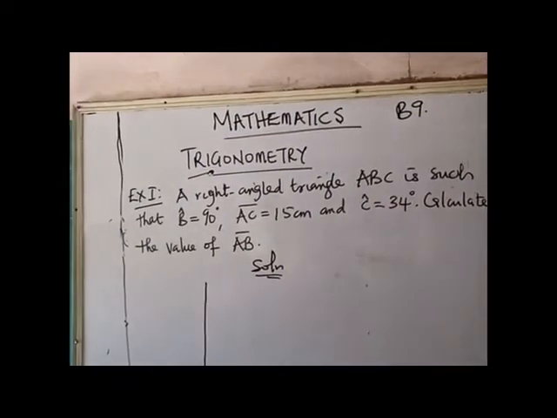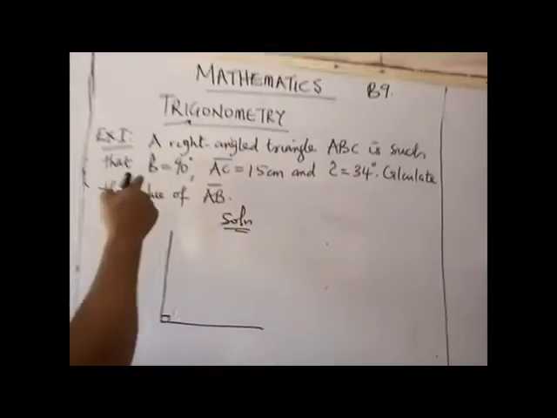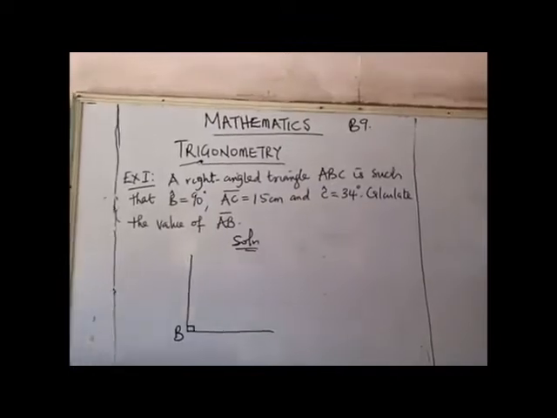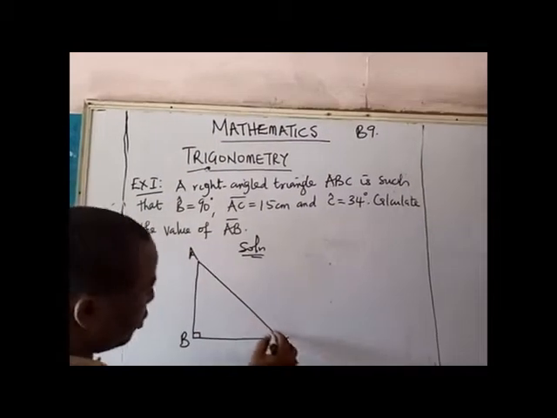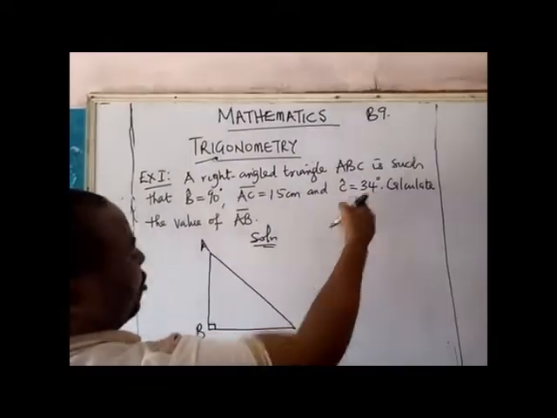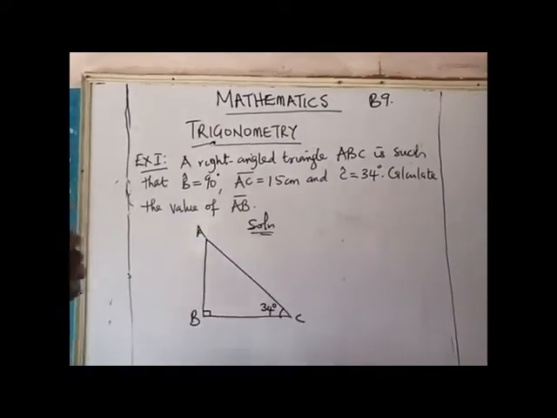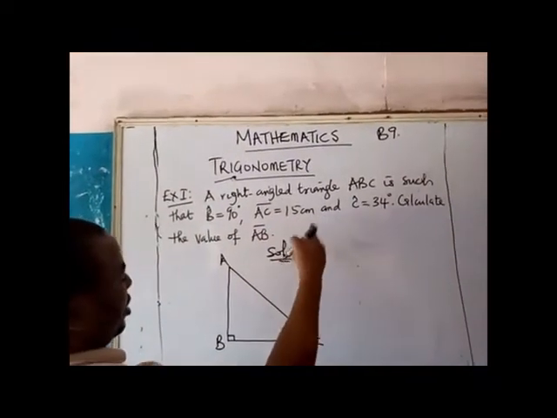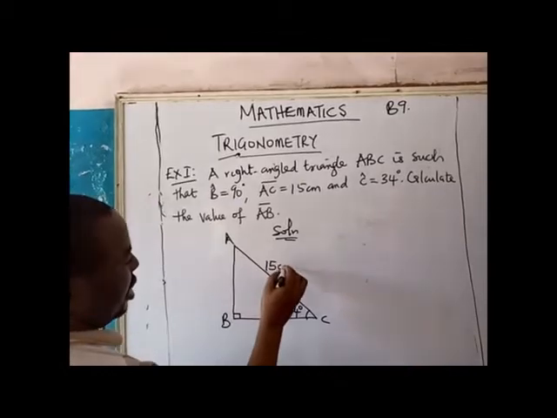your right angle, which is 90 degrees. We're told that the angle at B is 90, so this place should be B. We can call here A and here C, so we join. We are also told that the angle at C is 34 degrees, so this angle here is 34 degrees. We are also told that line AC is 15 cm.